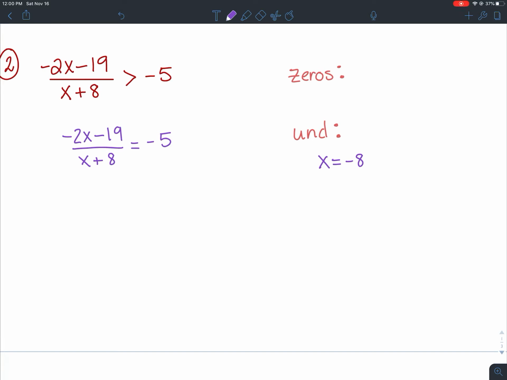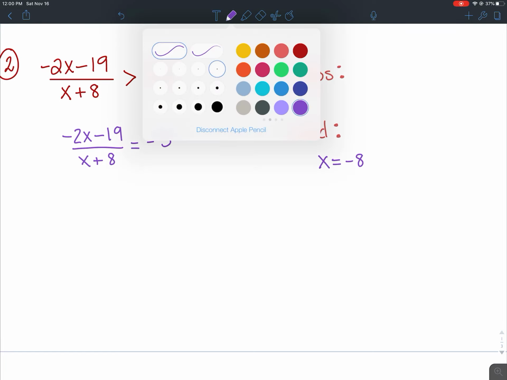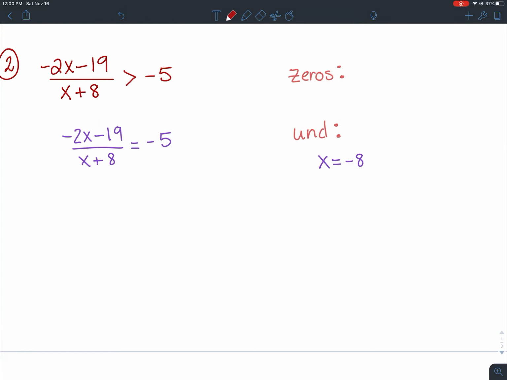Okay, so I can't just look at the top for this because it's not equal to 0. So be careful with these types of problems, okay? So to solve this, my LCD is just x plus 8. So times x plus 8, times x plus 8, okay? That cancels, and I'm left with negative 2x minus 19 equals negative 5 times x plus 8. Okay, now I just solve for x.